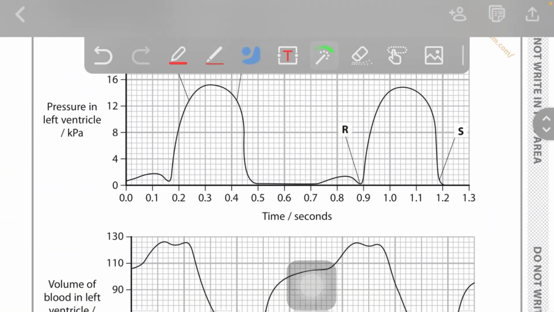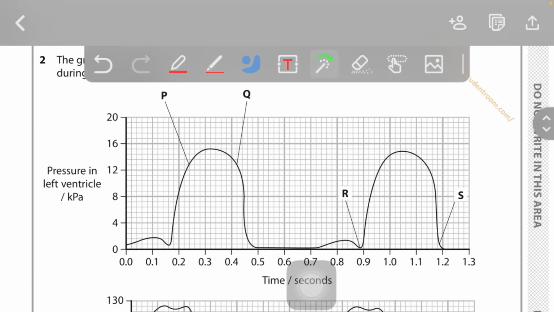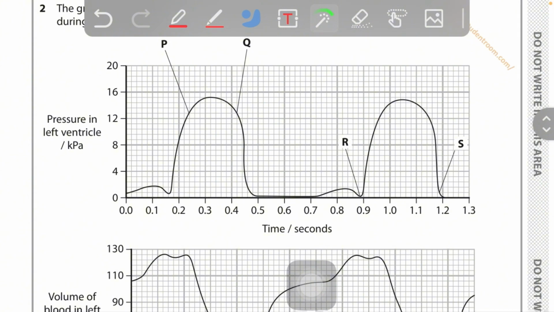So let's go to question 1. Which letter indicates when the atrioventricular mitral valve closes? Like when the mitral valve was closed, right? Which one shows? So the mitral valve, like the atrioventricular valve, closes before the ventricular systole.